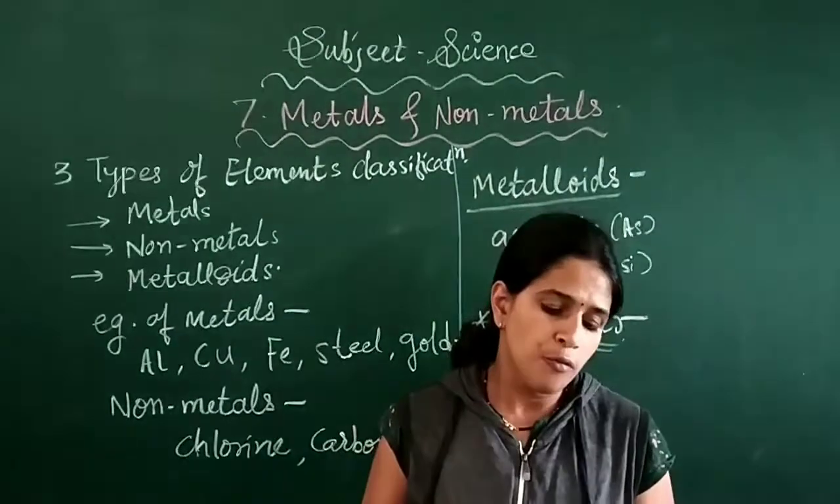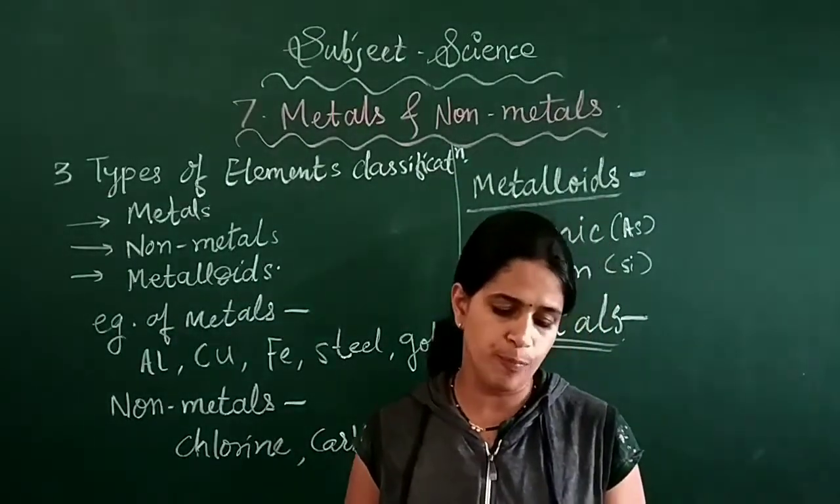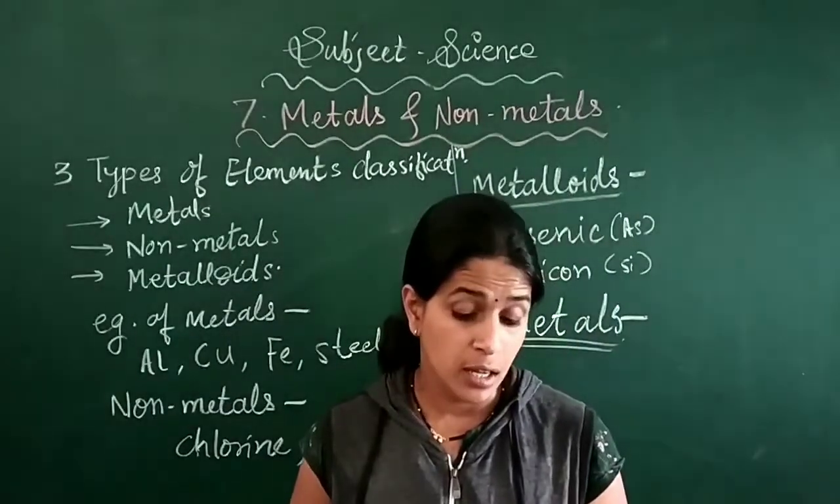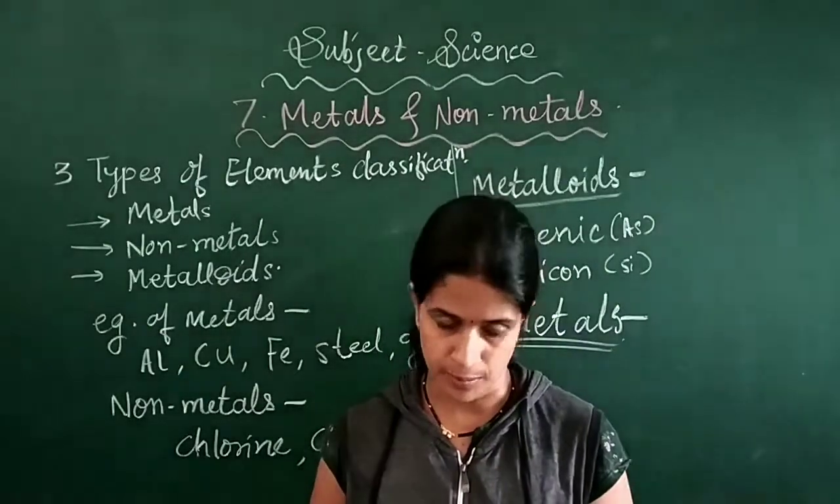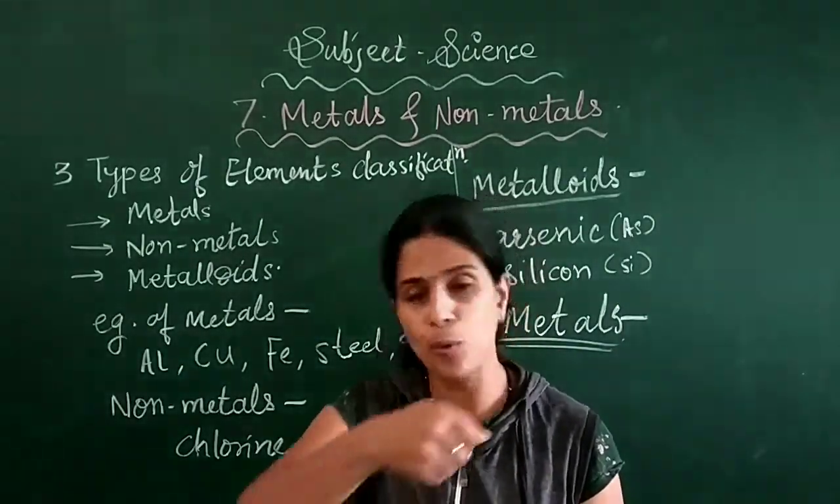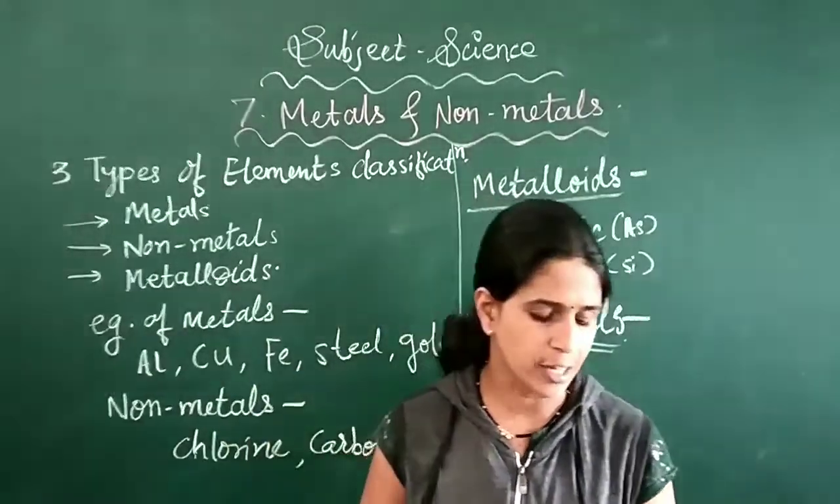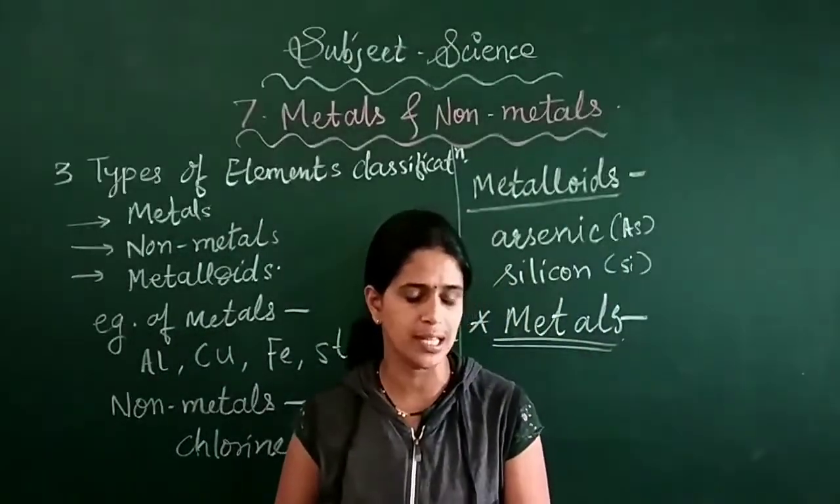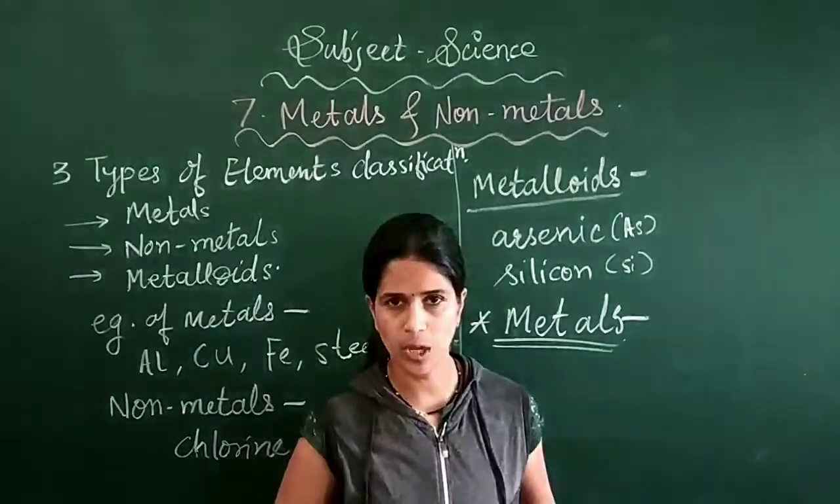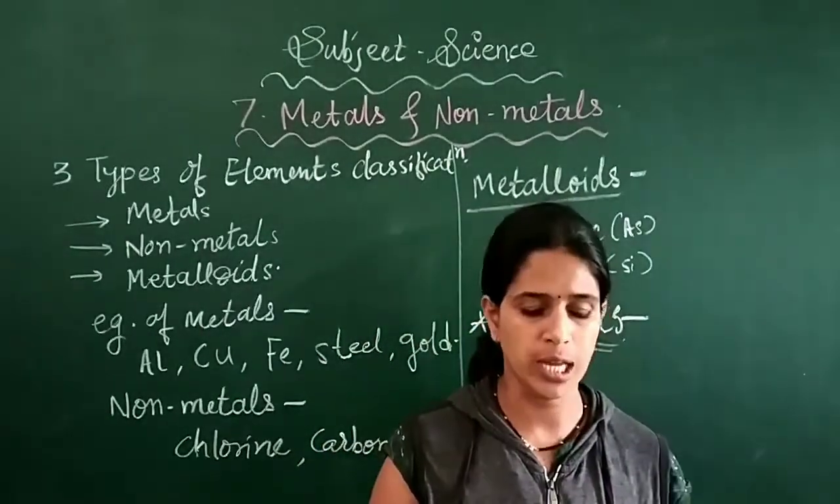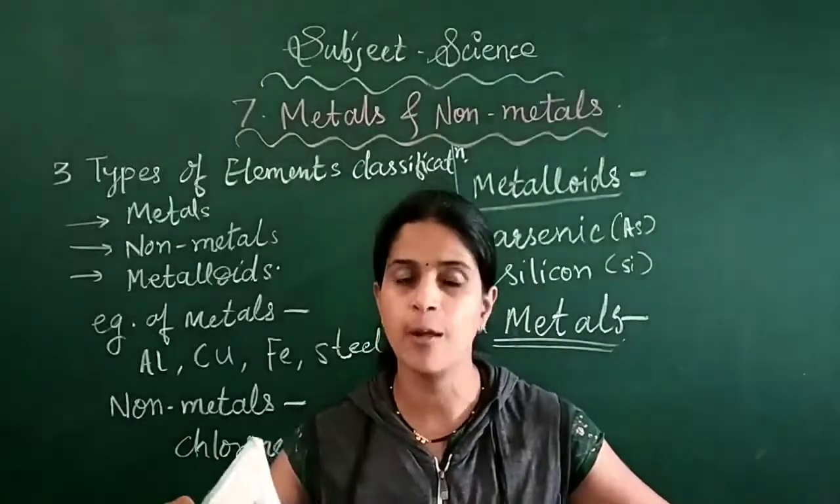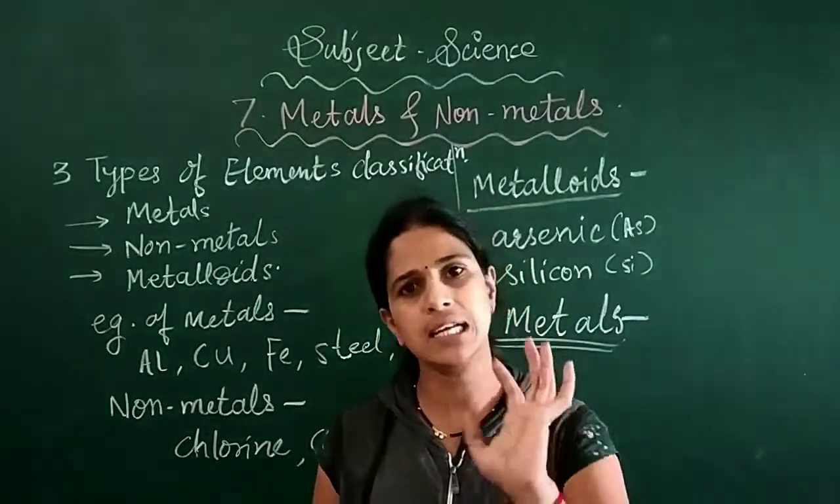Okay, when a metal is pulled through a hole, a wire is formed. ओके, जब मेटल को पुल किया जाता है एक होल से तो वायर का फॉर्मेशन होता है, and this property is called ductility. ओके, तो ये प्रॉपर्टी को क्या बोलते हैं, डक्टिलिटी, यानी कि खींच के उसकी वायर बनाना, that is ductility.